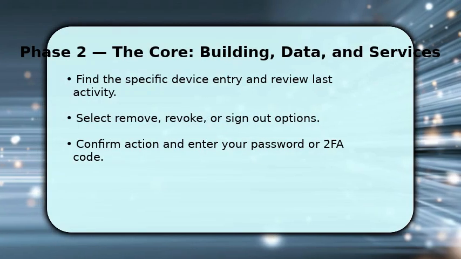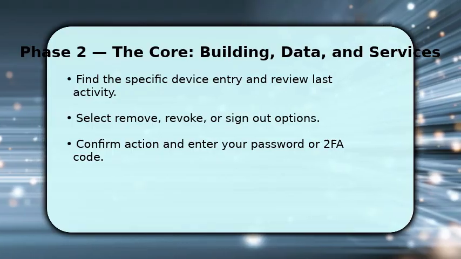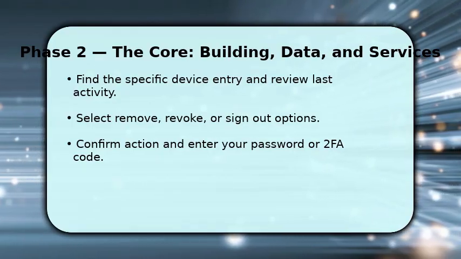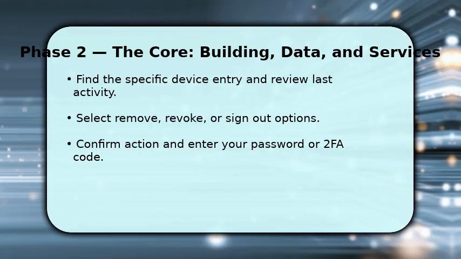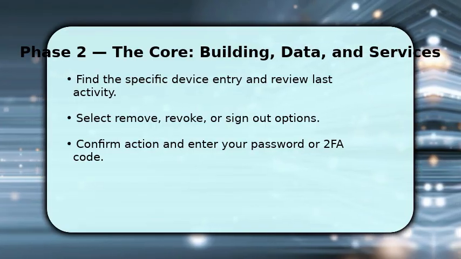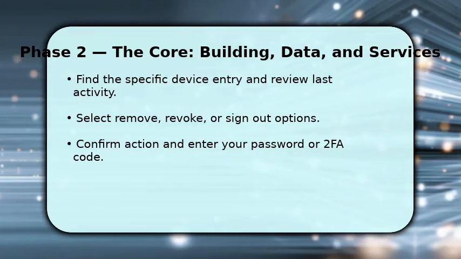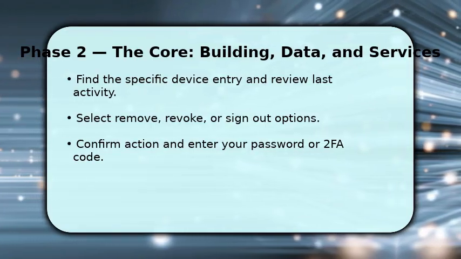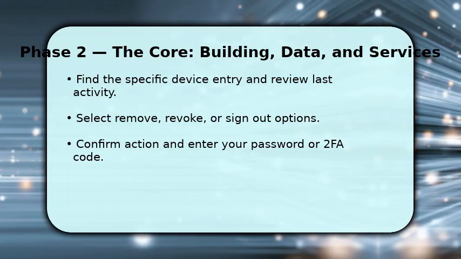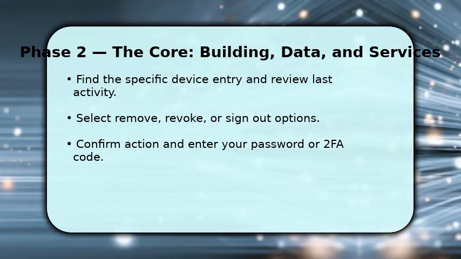You now locate the specific device row and review last activity to confirm it's the one to remove. Then select the Remove, Revoke, or Sign Out option. This severs the trusted link and prompts the device to re-authenticate. When asked, confirm the action by entering your password or a 2FA code.